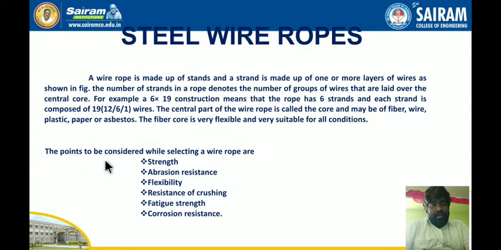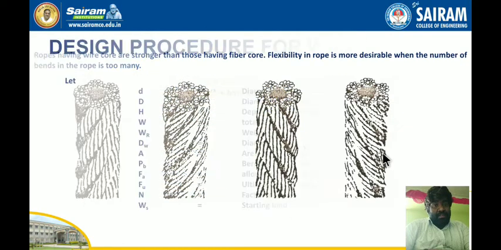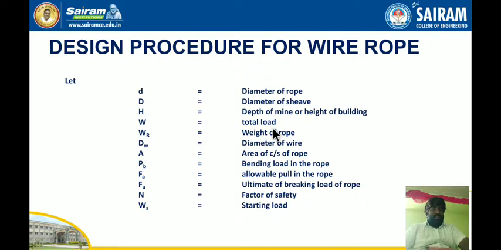So the points to be considered while selecting wire ropes are strength, abrasion resistance, flexibility, resistance to crushing, fatigue strength, and corrosion resistance. So what design procedure are we going to follow? Before going for the design procedure, we're going to go for the nomenclature.